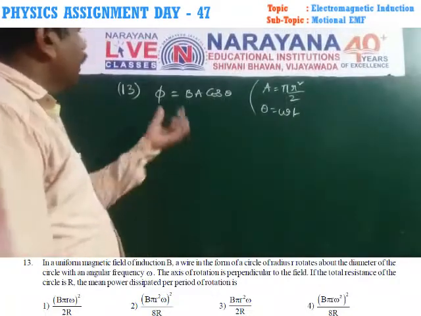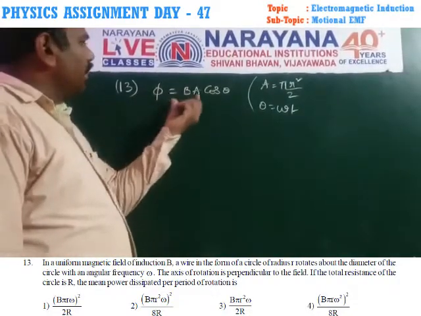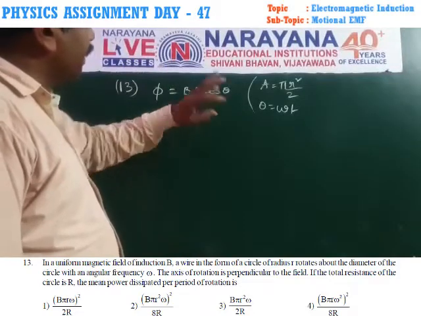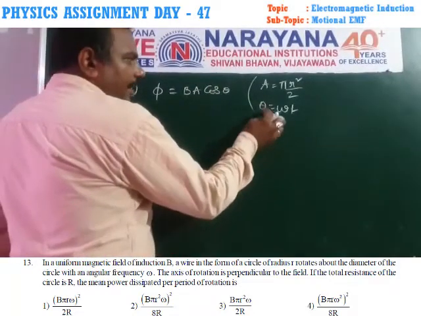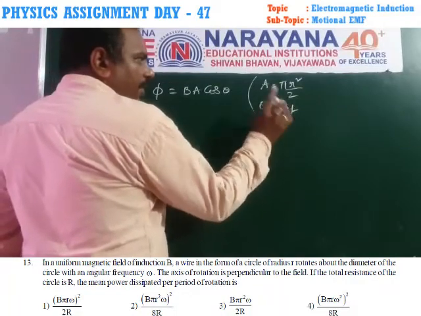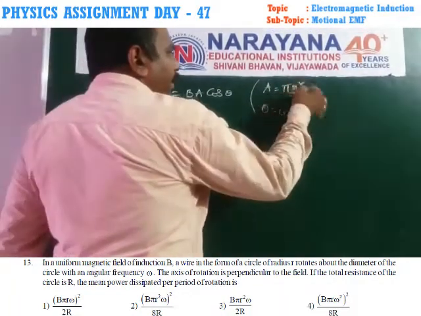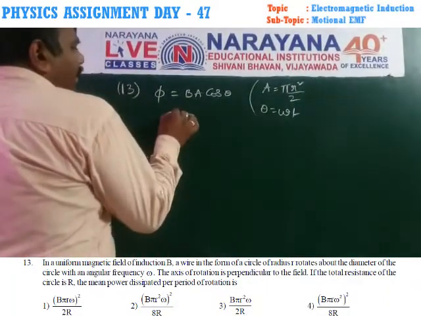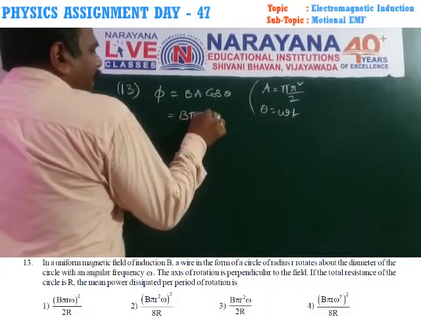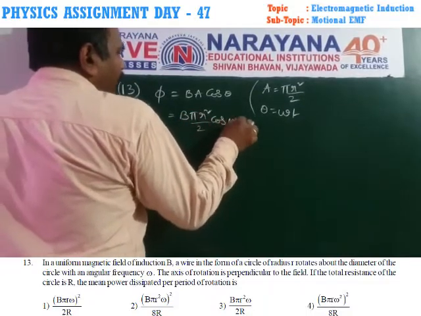In the 13th sum, the flux that passes through the loop is equal to BA cos theta after time t. So after t time it covers the angle theta equal to omega t. Area covered is pi r square by 2, that is a quadrant of the circle. So here this is B into pi r square by 2 into cos omega t.